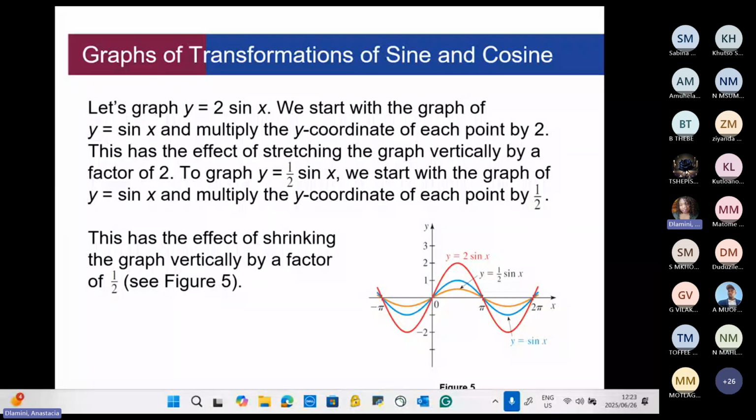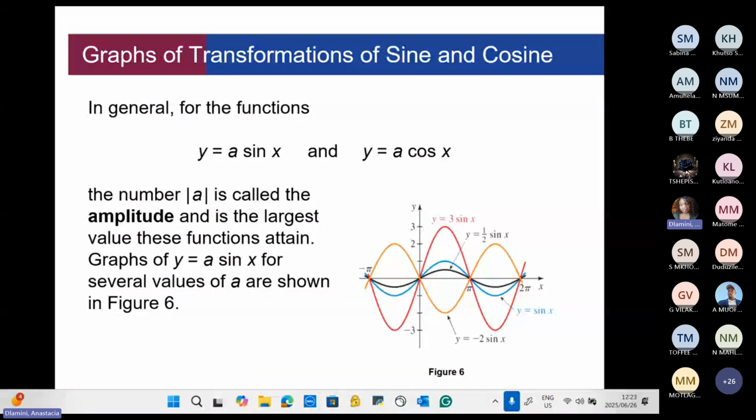To graph y is equal to half sine x, we start with a graph of y is equal to sine x and multiply the y coordinate of each point by half. This has the effect of shrinking the graph vertically by a factor of 2. So let me remove this small block over here. This is what you get. Basically, this. What you get.